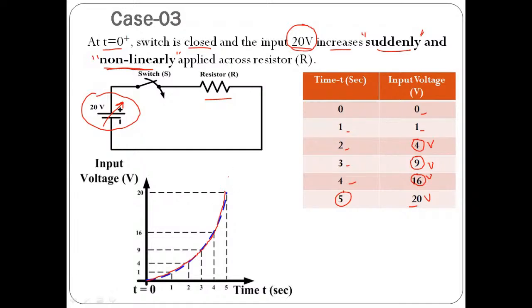Now let us again think, is there any possibility to apply this 20 volt input to this particular resistor? In case 1, we close the switch and entire 20 volt is applied in one stroke, like this. In case number 2, we increase the voltage linearly and gradually.